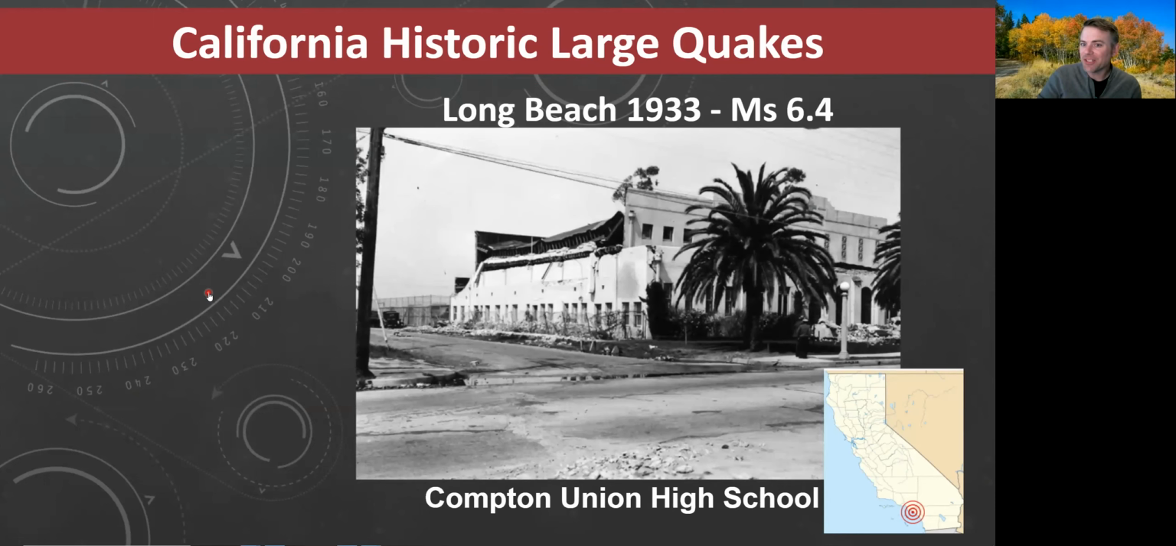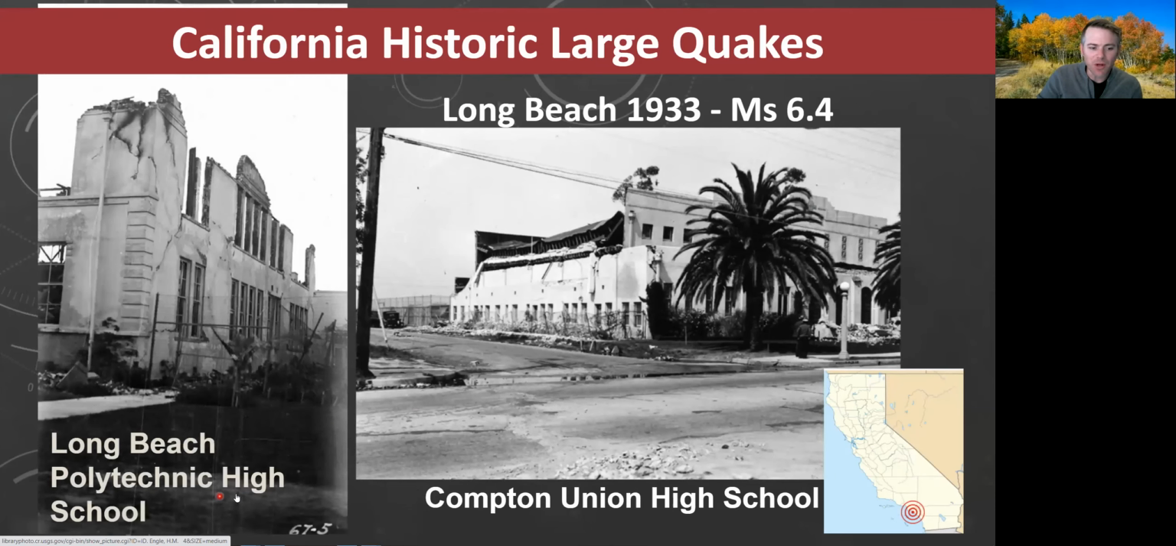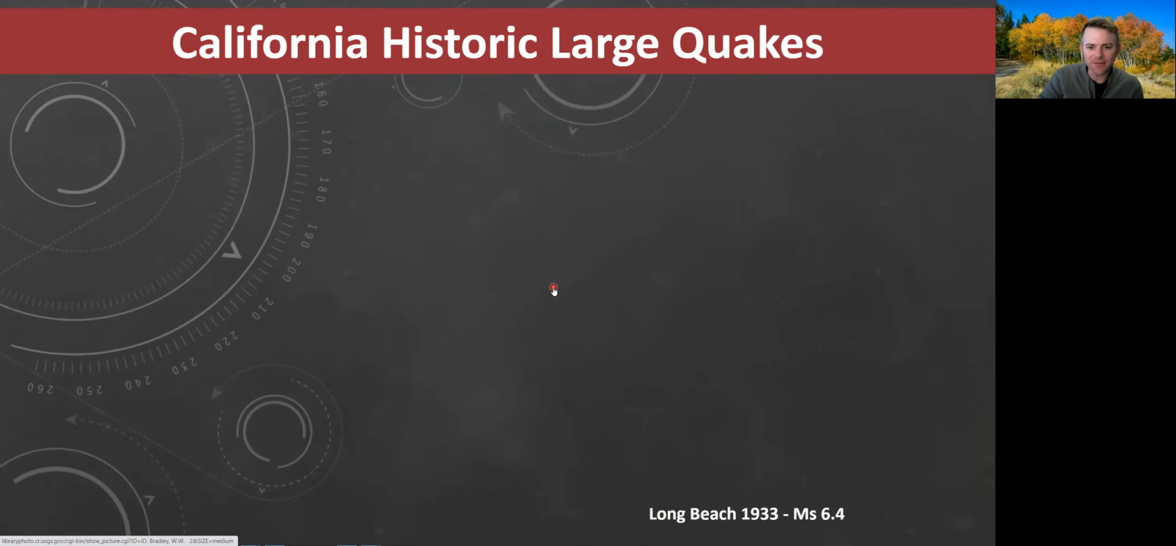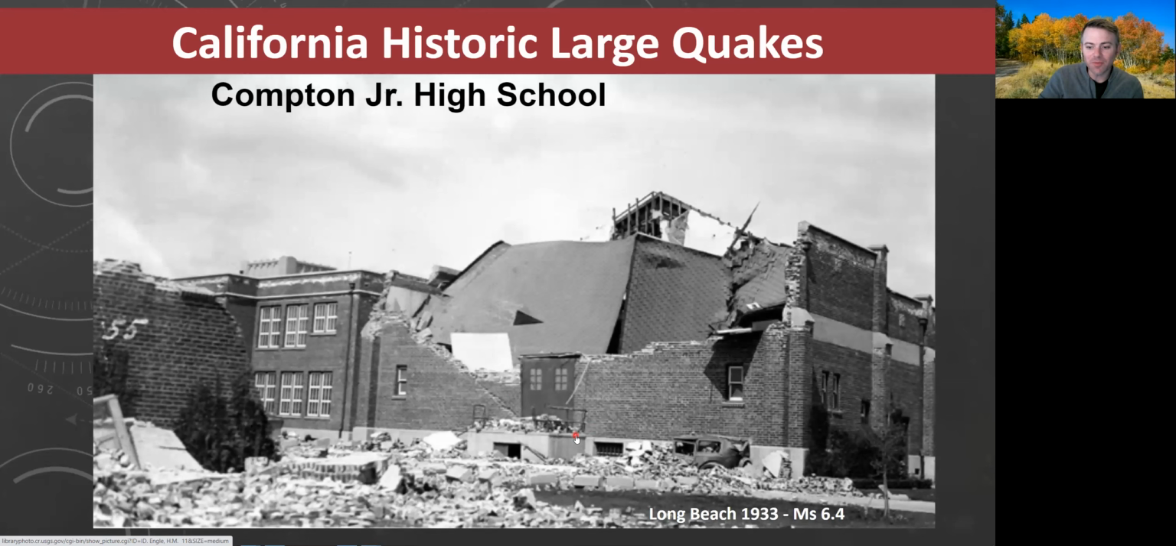Then we had the Long Beach 1933 quake. And this one down by like Long Beach Poly High School and Compton Unified and places like that. What was so interesting and so unique about this one is it hit a lot of schools and did a lot of damage to different schools. And so you can see that here's Long Beach or Compton Junior High, another one. This earthquake, even though it wasn't super huge, at magnitude 6.4, did so much damage to schools.